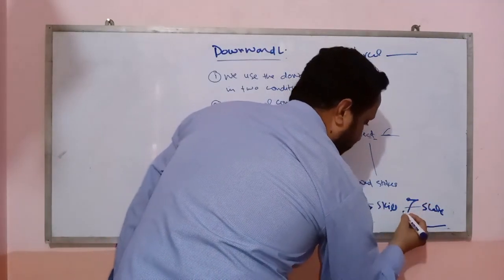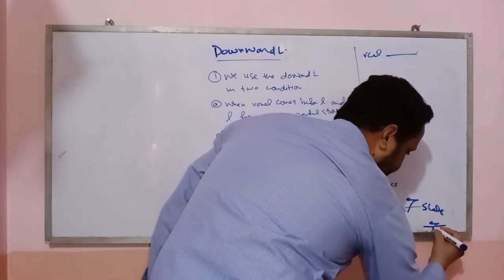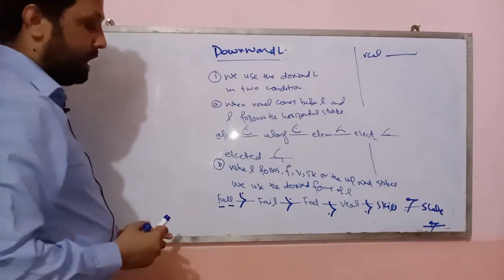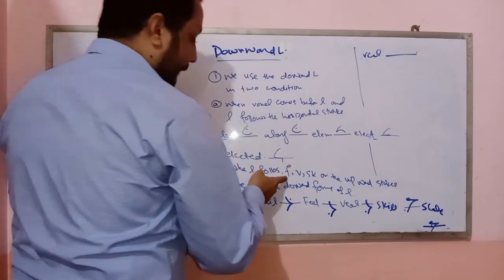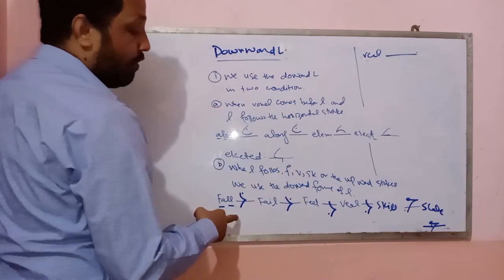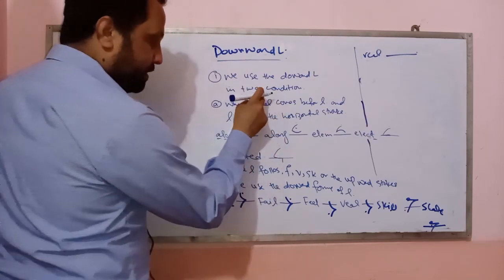Skill, scale: the downward L and the long A, okay students? When L follows F, V, S or K, that is, when F, V, S or K comes before L, then we use the downward form of L. There is another principle which is the reciprocal of this principle.